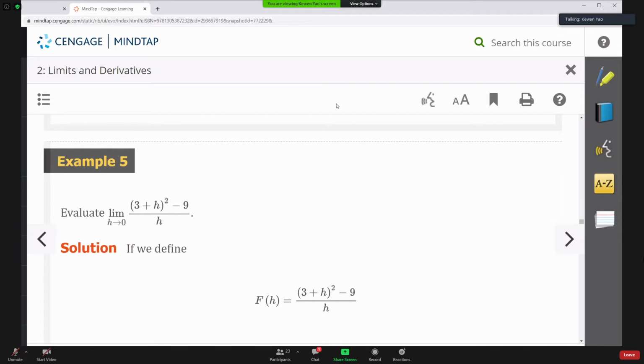First, you want to use what? You want to use DSP, direct substitution property. See what happens. H goes to 0, you put 0 inside, right? You get 3 plus 0 squared, minus 9, over 0. What's this? 0 over 0, right?